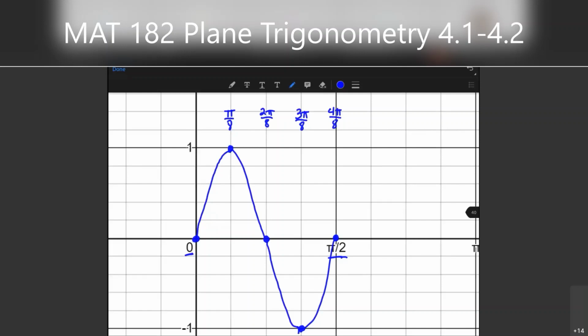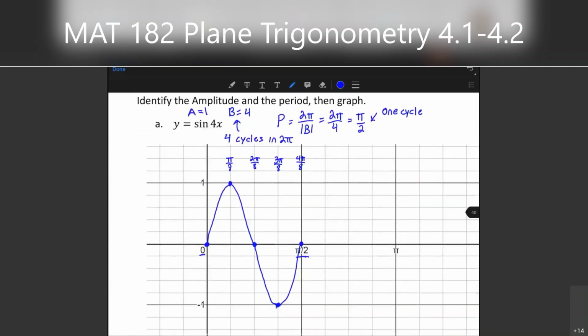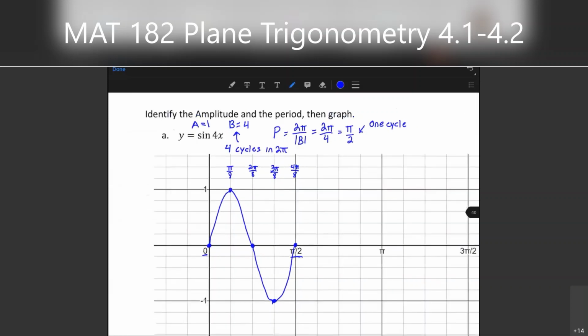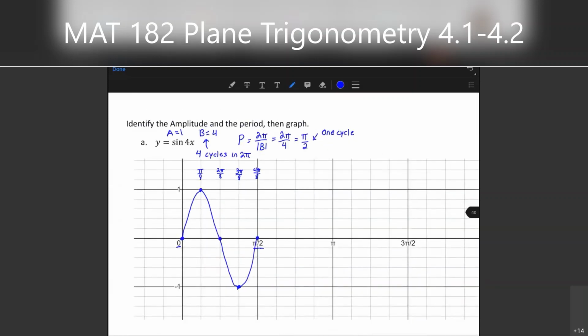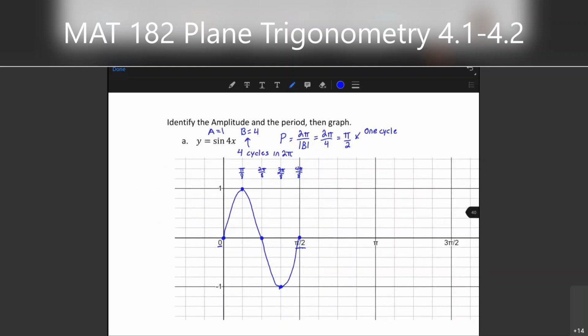Any questions with what that looks like there? So instead of stretching out through 2 pi, it's just squished, i.e. compressed, because 4 is greater than 1. Yes, compression, exactly. So this would be compressed because the b value is greater than 1. We call that a horizontal compression.